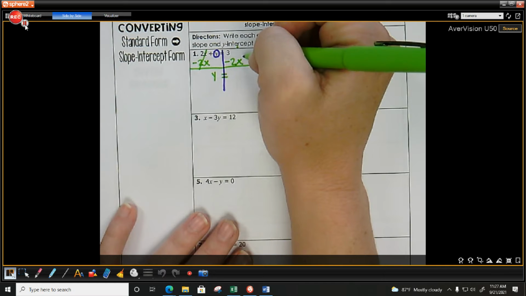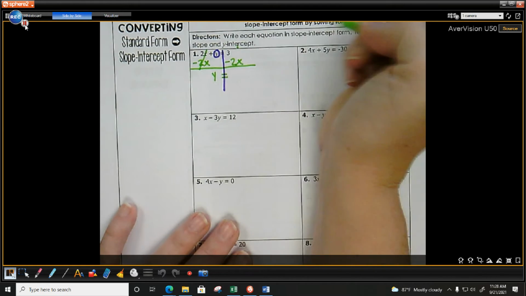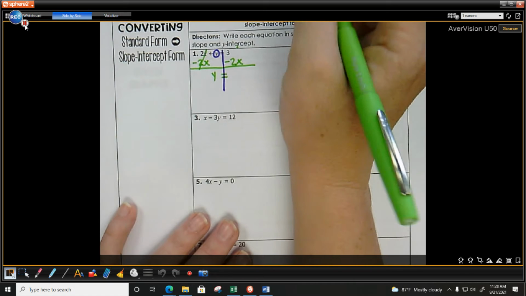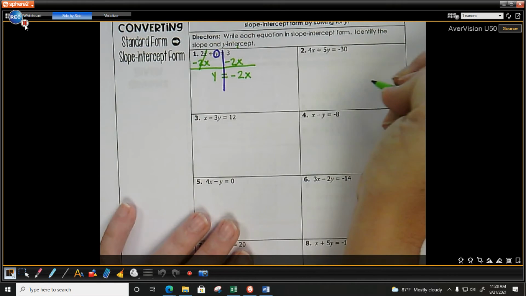And if we wanted it in slope-intercept form, that's y equals mx plus b. Which term should I put first? My b or my mx? Your mx. You want your x term first. So negative 2x. Is your 3 positive or negative? So it's a plus 3.